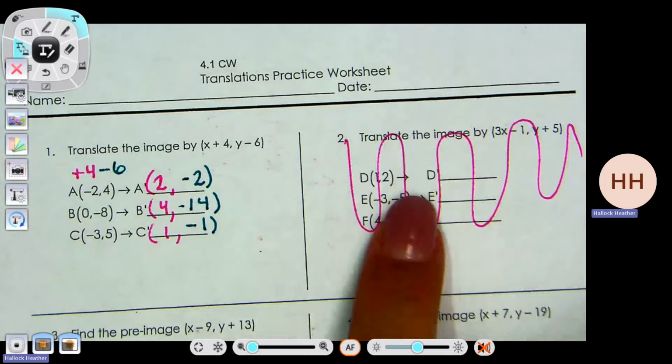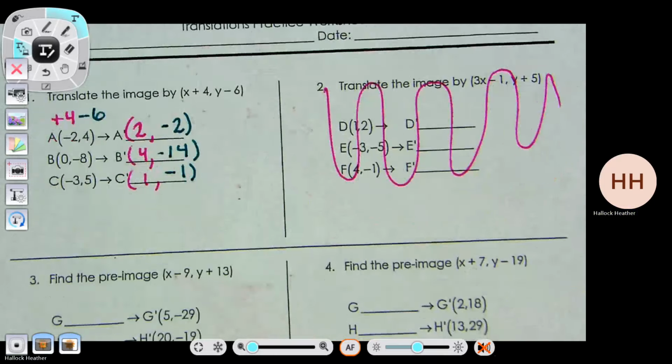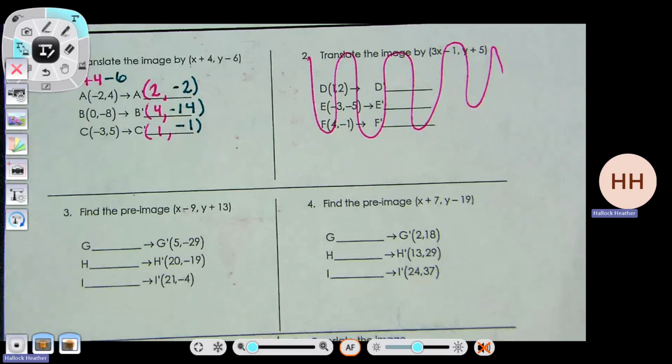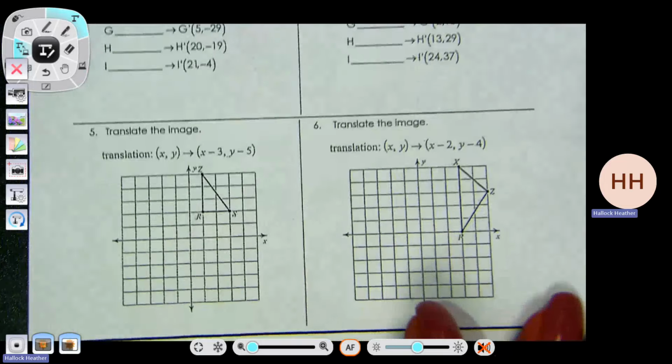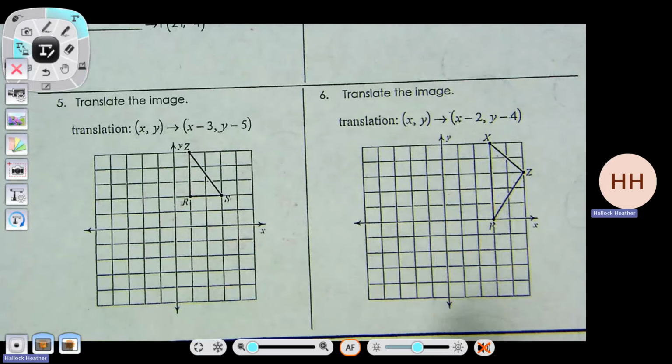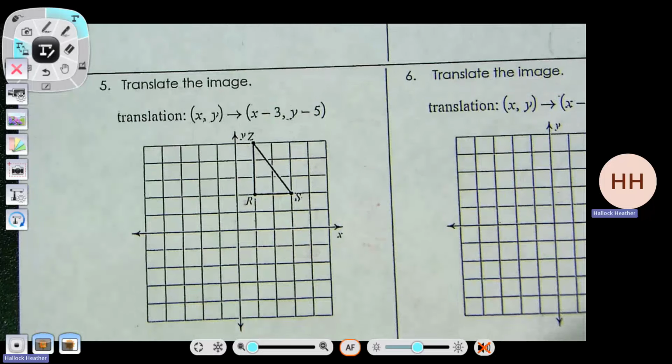You can skip number 2 on the back. Let's go to the next section. So that's what you're going to do for these 4 problems. Let's go to number 5. So 5, 6, 7, and 8 all are very similar. This says translate the image.